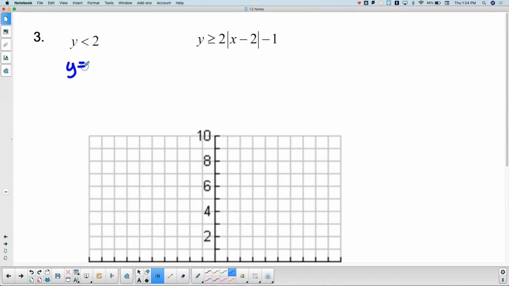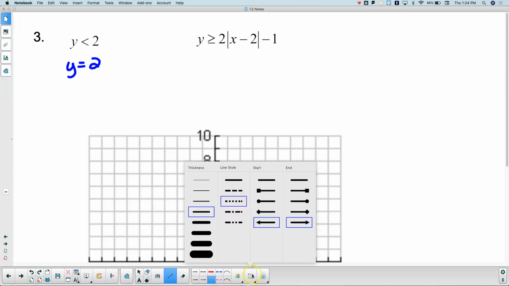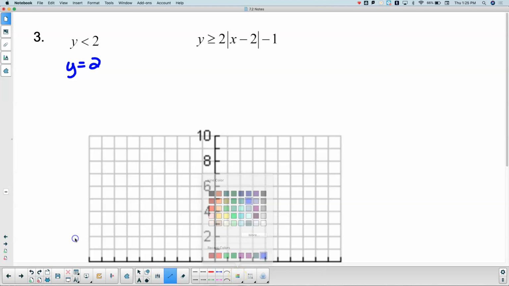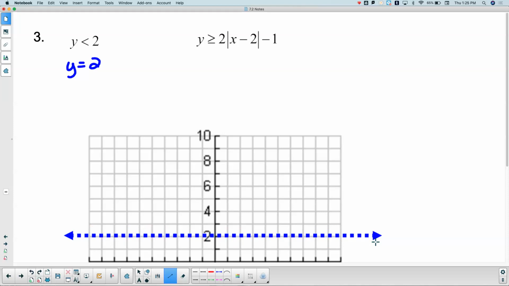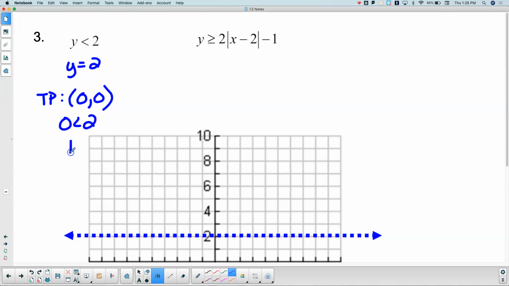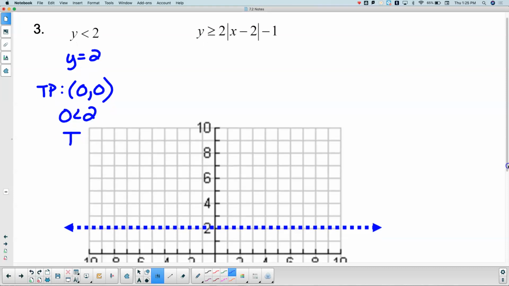Treat this as y equals 2. That is going to be a dashed line. That is going to be a horizontal line. Dashed horizontal, but it needed to be blue, and it is going to be at 2. I can use the test point of the origin. That gives me a true statement, so I'm going to shade below.